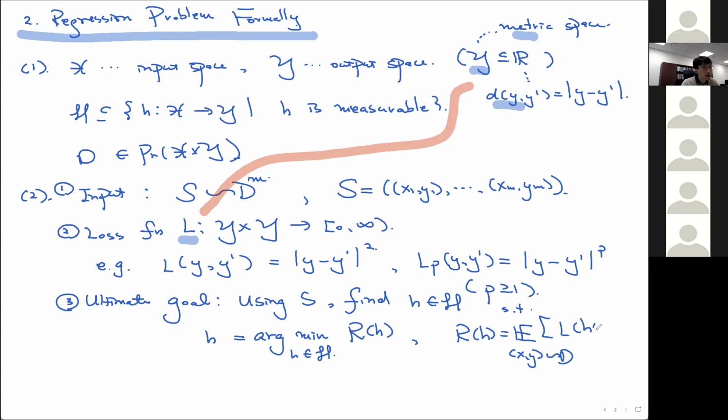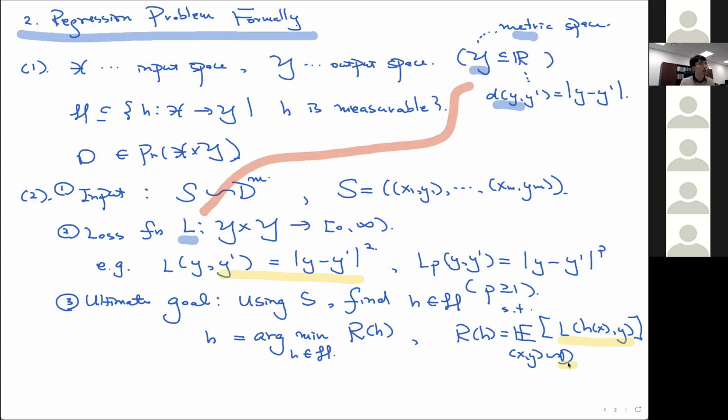L of H of X, Y. If we use the first example, the square loss, this means that we want to find H that minimizes the mean squared error. So this L of H, X, Y is going to be the square of the difference between H of X and Y. So it's a mean squared error, averaged with respect to our target distribution D.